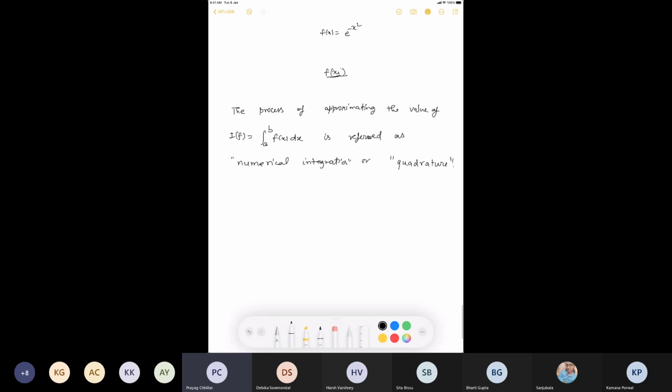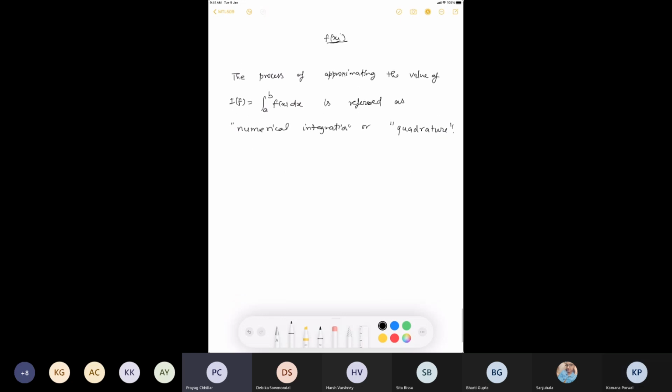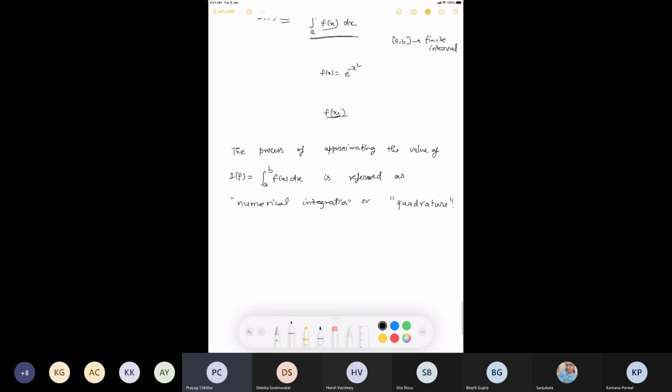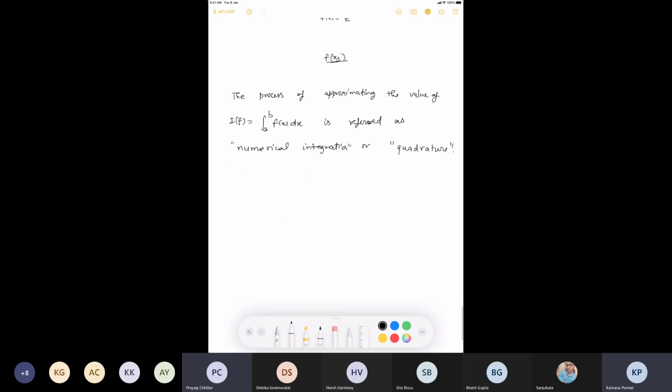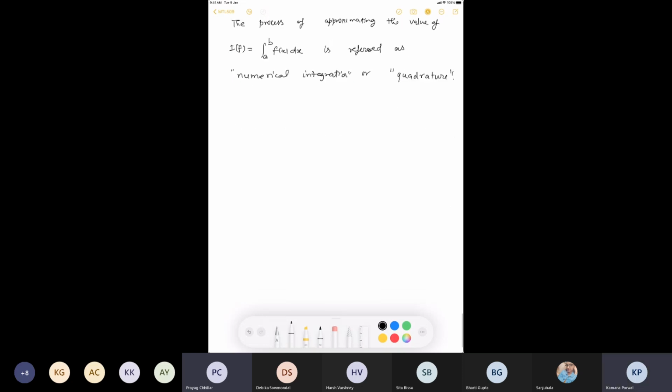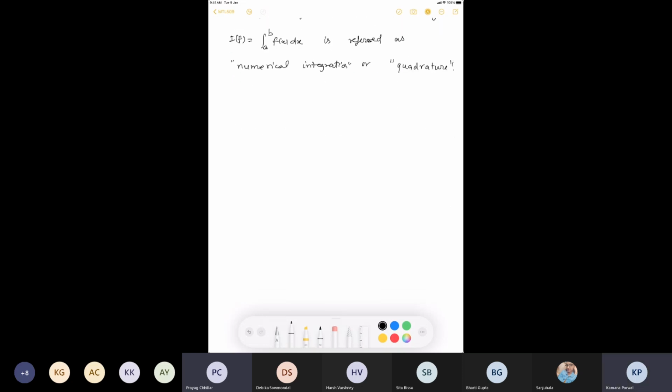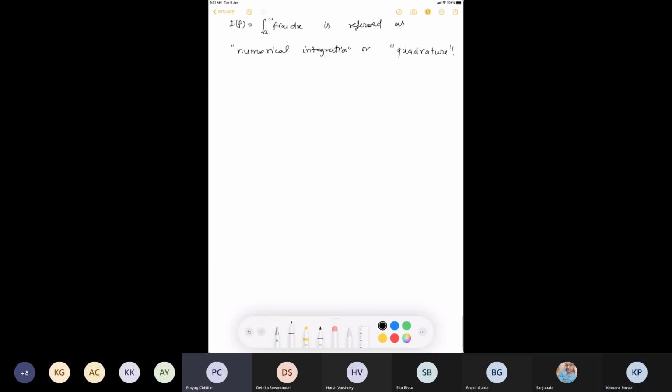Okay. So now the problem is clear that I want to find the approximate value of these integrals. Now the thing is how we are going to do it. So that's where your interpolation is going to play a role. So we have the integral of f(x) dx, which we want to find the approximate value for.